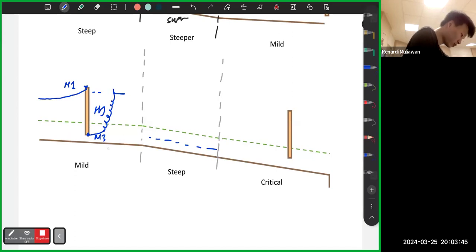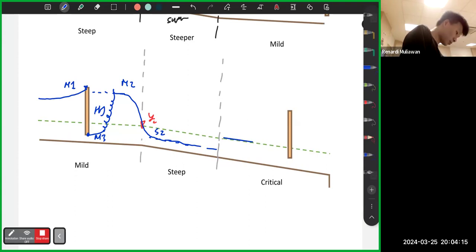Then mild to steep. This should go to the control point, which is YC, because it's sub to super. So it goes this way, M2, S2, then goes straight. Then we have the critical depth here, and the normal depth is here.